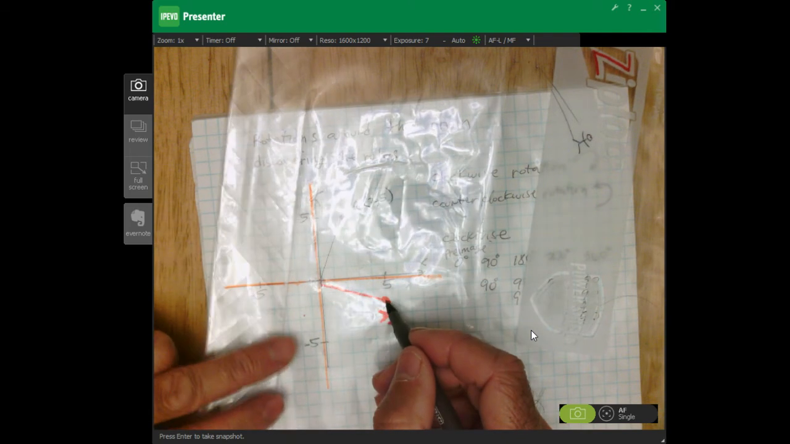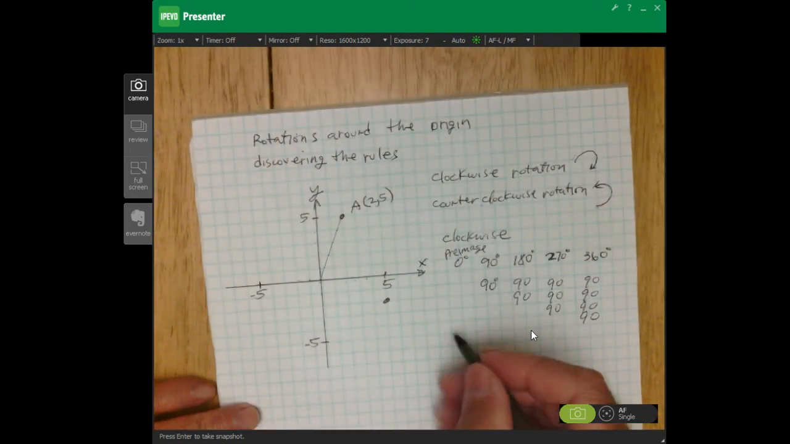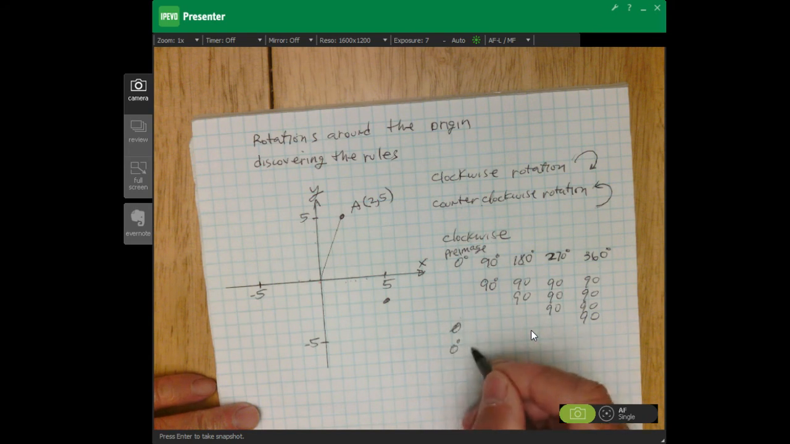So now, what is that new point? Because that's going to be the whole point of this. We're going to start off with 0 degrees, which is our pre-image.